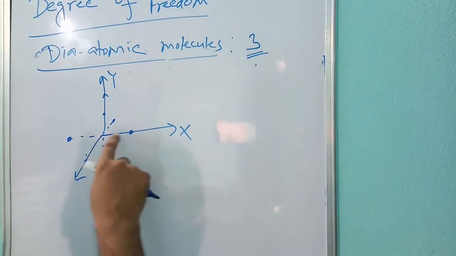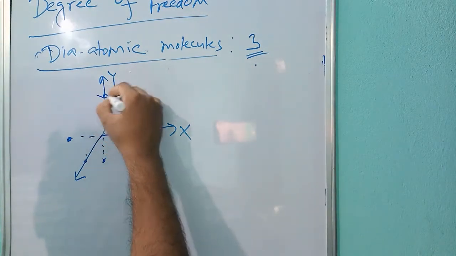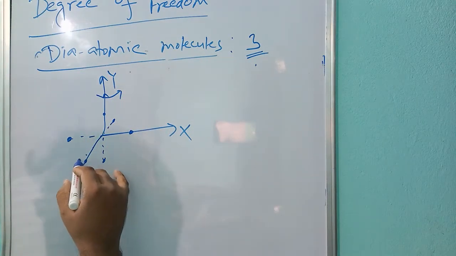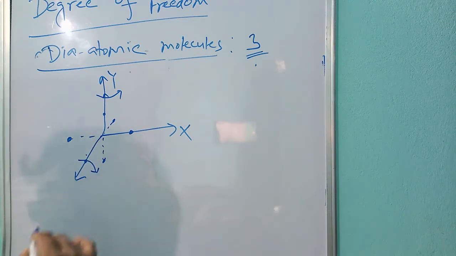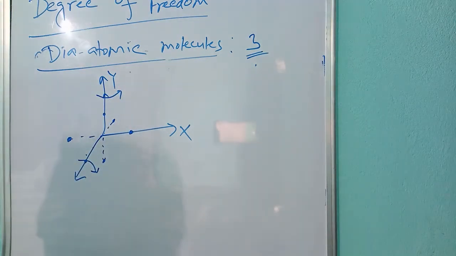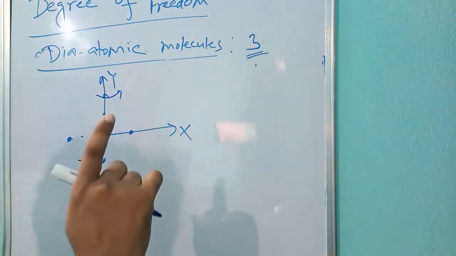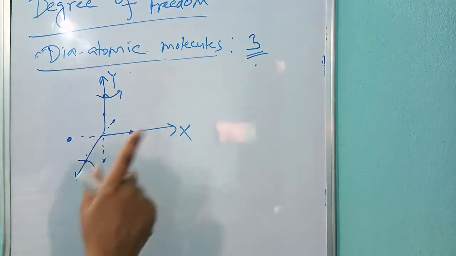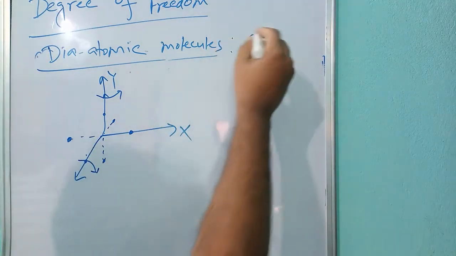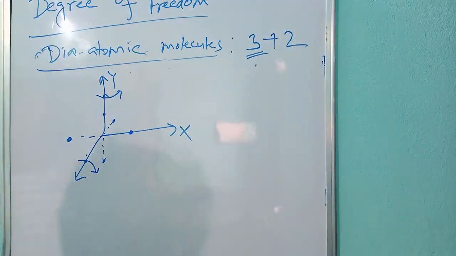But this molecule can also rotate, either along the Y axis or along this axis. So in this case we have 2 rotational motions about an axis, as the dumbbell shape will move in 2 planes. That's why there will be 2 rotational motions.